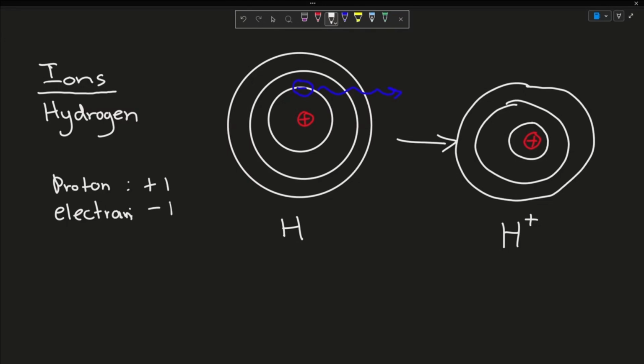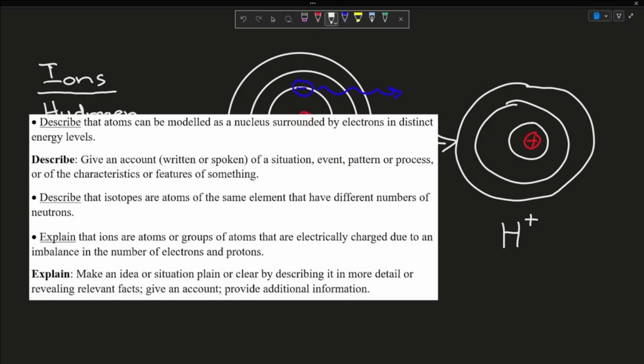So this brings us to the end of the video. Just to recap, we have described that atoms can be modeled as a nucleus surrounded by electrons in distinct energy levels. We have also described that isotopes are atoms of the same element that have different numbers of neutrons. And we have explained that ions are atoms or groups of atoms that are electrically charged due to an imbalance in the number of electrons and protons.